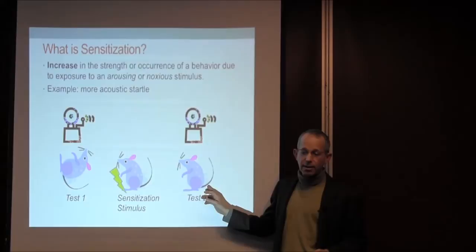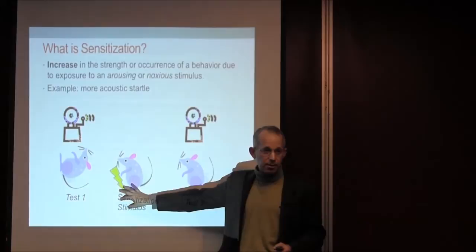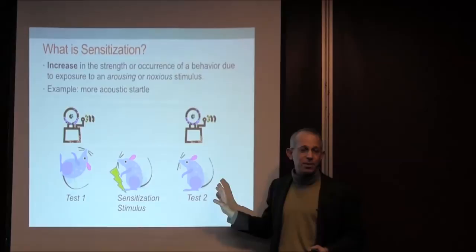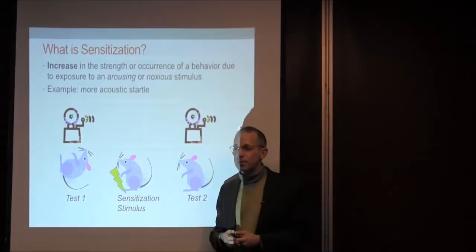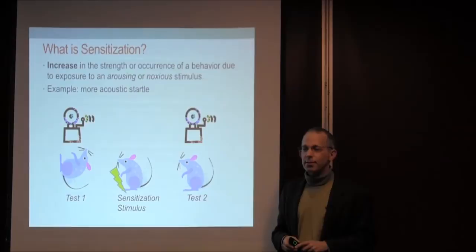The idea here is that because there's been this very noxious, aversive thing happening, it's made you hypersensitive to things you might have tuned out. So can anyone think of some real-world examples? If you see that there's a spider crawling on your arm, and you flick it off, you may feel like any little breeze is another spider on your wrist. That's a good example. Exactly.